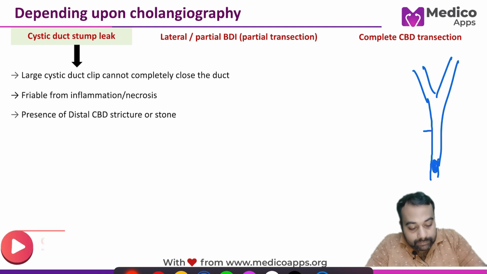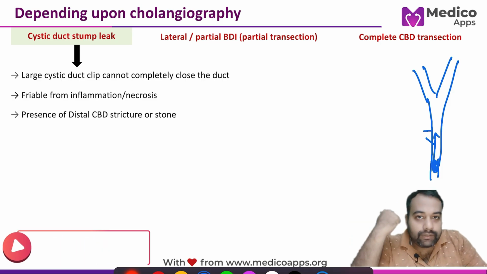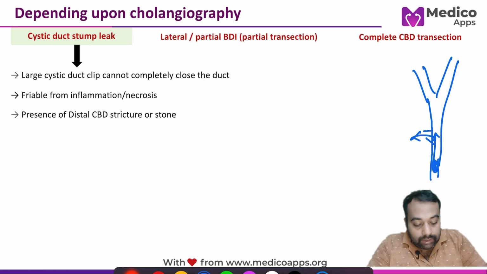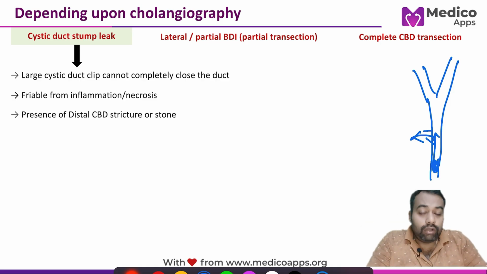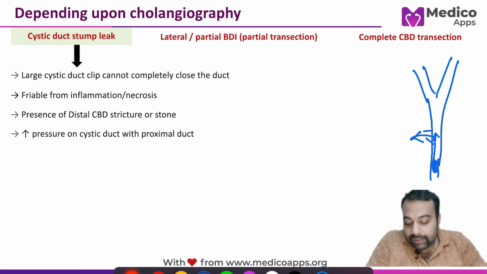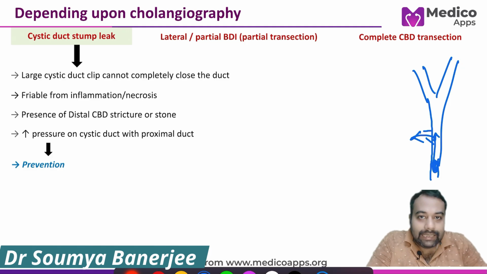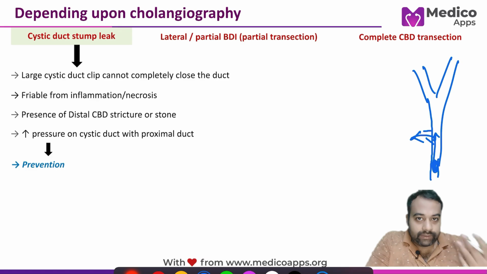So as a result of that, obviously in the proximal area there would be biliary hypertension. This pressure is eventually transmitted to the cystic duct stump as well. So as a result, obviously there is a chance of a cystic duct stump leak. Now, what are the ways that we can prevent such a scenario?